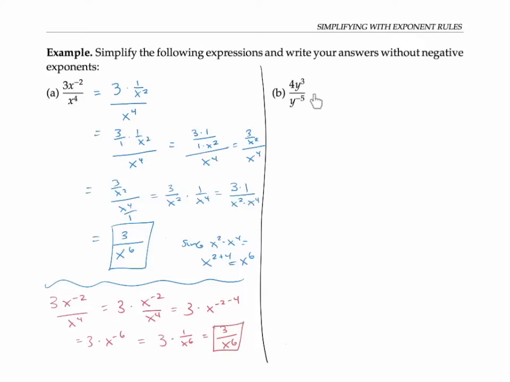The second problem can be solved in similar ways. Please pause the video and try it before going on. One way to simplify would be to use the negative exponent rule first and rewrite y to the minus 5 as 1 over y to the 5th. Thinking of this as a fraction divided by a fraction, I can multiply by the reciprocal and get 4y cubed times y to the 5th over 1. By the product rule, the numerator here is 4y to the 8th, and so my final answer is just 4y to the 8th.